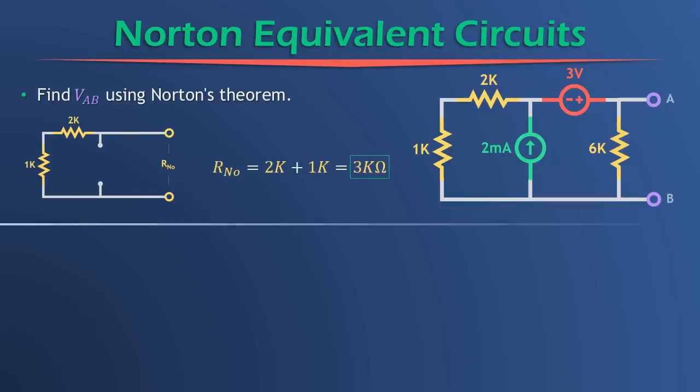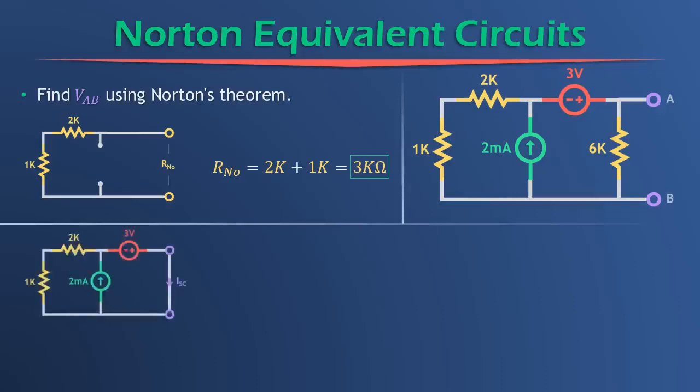Now we have to find I Norton. How do we do that? I redrew the circuit down here, except now I removed the 6 kilo ohm load resistor, and I've short circuited the output. Next, just for visualizing, I've moved the voltage source over there so I could see a little better. You don't have to do that, it's personal taste.